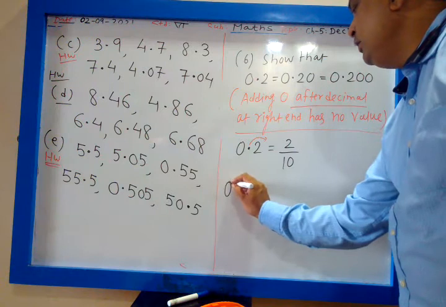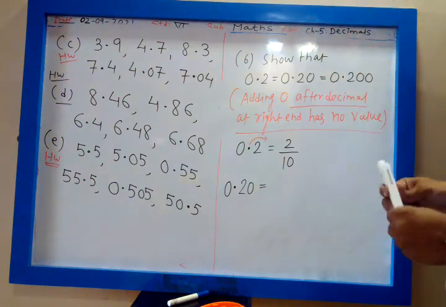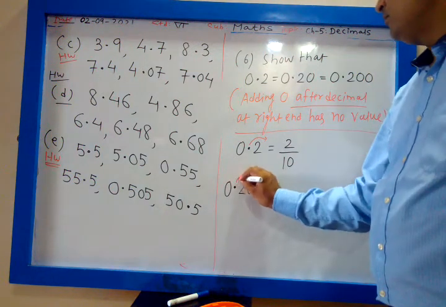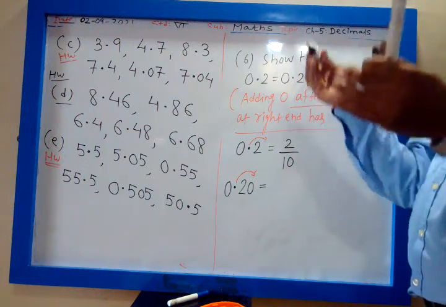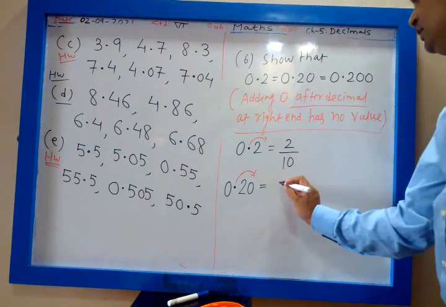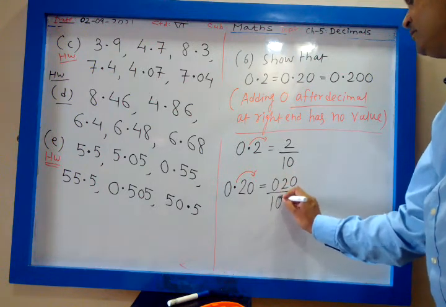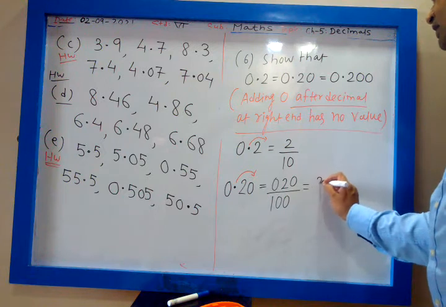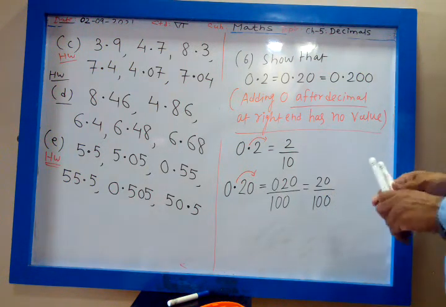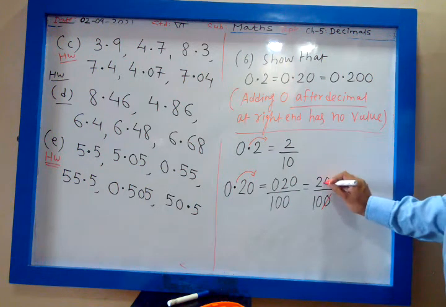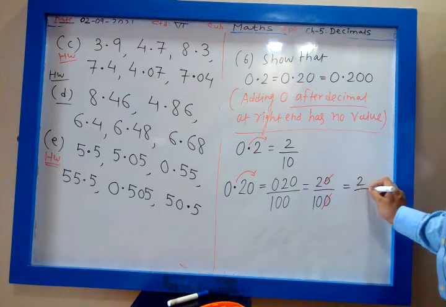Let us see what is 0.20. After decimal, how many digits are there? 2. So there will be two 0s in the denominator. So this is same as 20 upon 100. Now can you cancel one 0? One 0 gets cancelled. What is left? 2 upon 10. So this value is 2 upon 10.